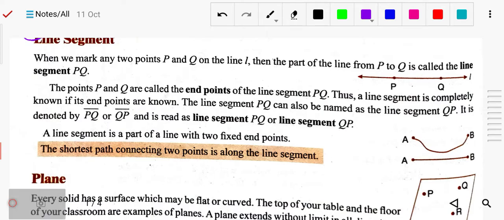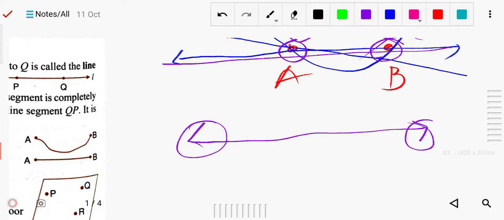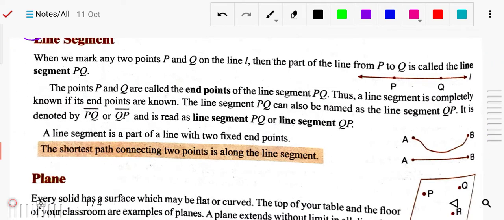In a line, as I told, there is no endpoint. Both sides it will be endless, it will keep on going. But in the case of a line segment, it has endpoints. This side also an endpoint, this side also an endpoint. This line segment comes from the line; it is a part of the line. A line segment is a part of a line only. So this is about the line segment.